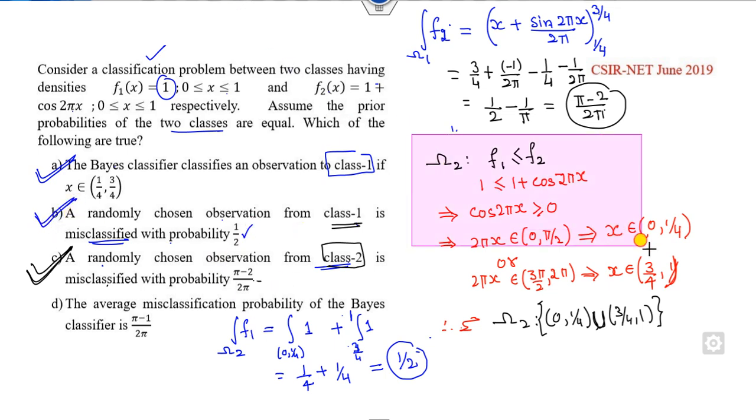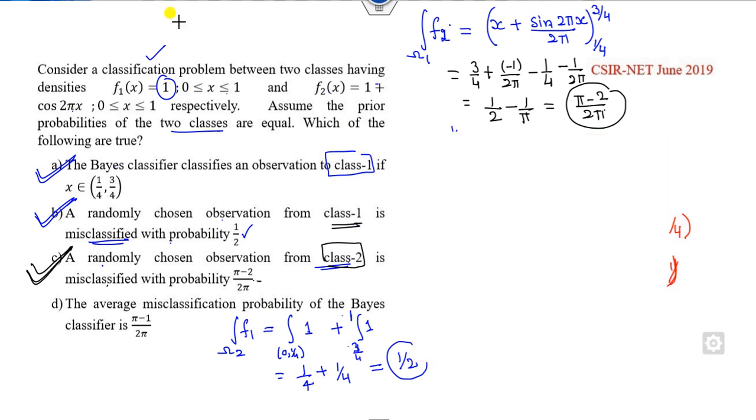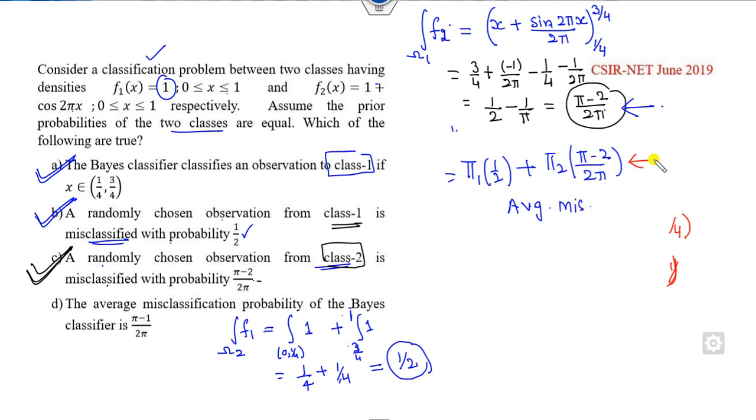Fine. Now the last part is, you have to find the average misclassification probability. So this is the classification 2, this is the classification here. So it's pi 1 of 1 over 2, this is class 1, plus pi 2 of class 2. This is my average misclassification probability. Always remember, the average misclassification probability is always at most one.